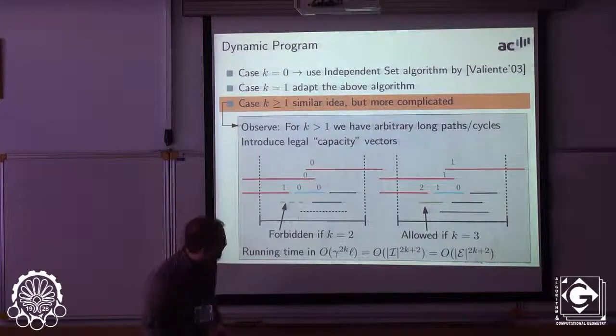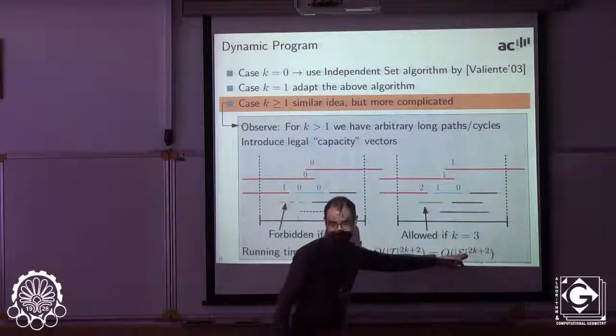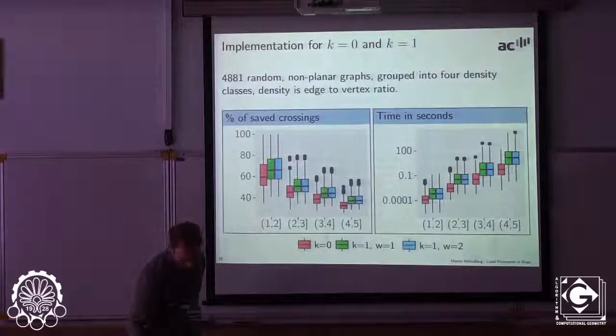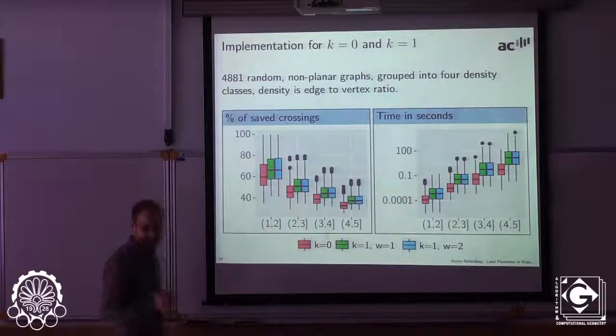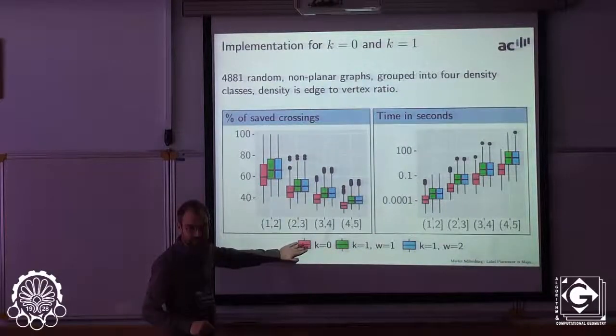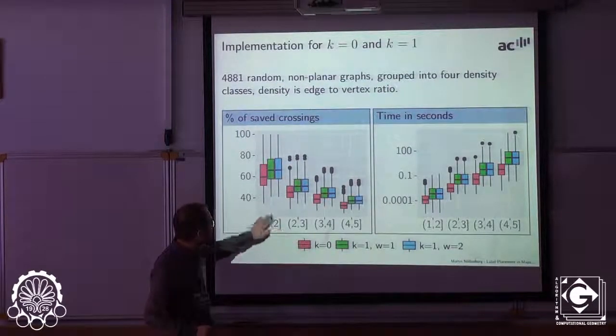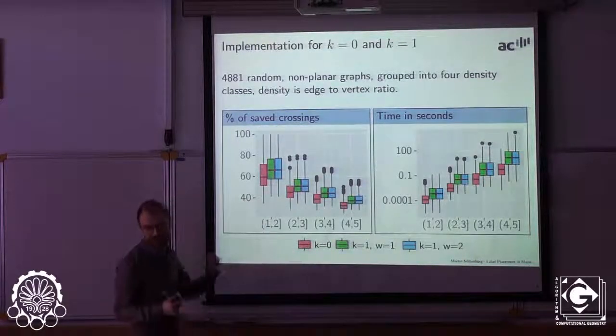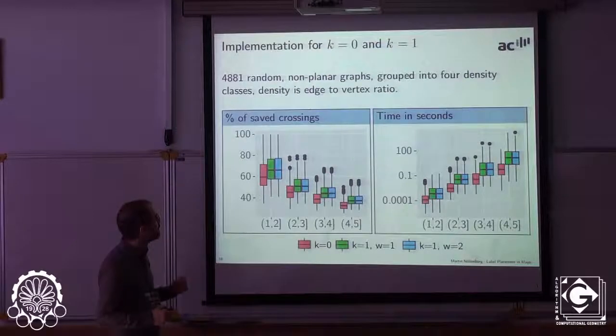I won't go into the detail, but the running time now increases to 2k plus 2, and this gives us the result. We did an implementation for the cases k equals 0 and k equals 1. What you can see is the percentage of saved crossings. The red box is k equals 0, so no crossings on the outside. Green and blue are crossings on the outside, with the 2 options of counting external crossings or not.